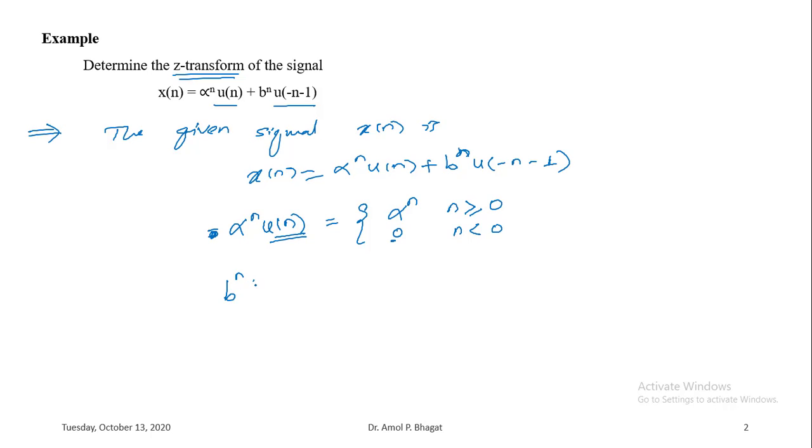Similarly, this b to the power n u of minus n minus 1 will have value b to the power n for n less than 0. That means for negative values of n. Because for negative values of n, if I substitute n equal to minus 1, this minus will be plus 1, minus 1 will be 0, u of 0 will be 1. Similarly, for n equal to minus 2, it will be plus 2, 2 minus 1 will be 1, u of 1 will be again 1. So for negative values of n, this u of minus n minus 1 will be 1, right? And for n greater than or equal to 0, if I substitute n equal to 0, it will be u of minus 1, and u of minus 1 is 0. This will be 0, right?